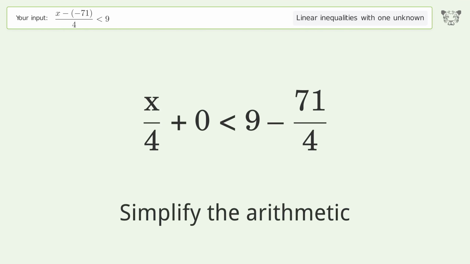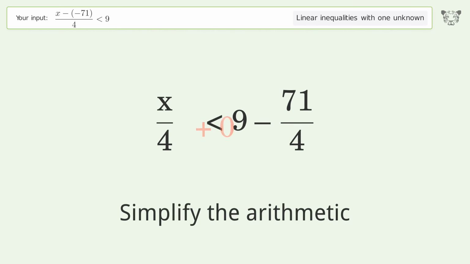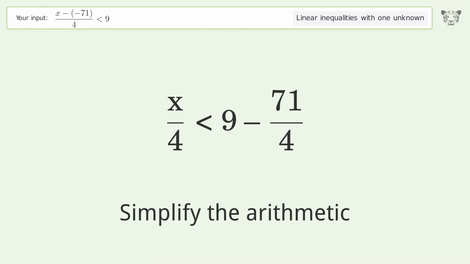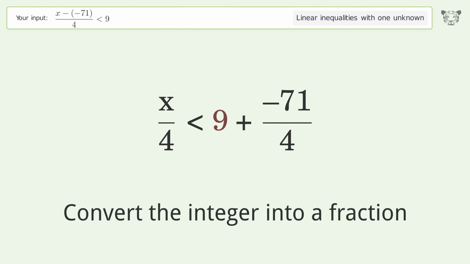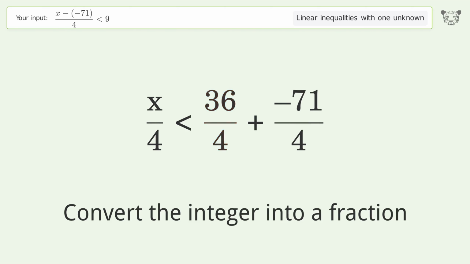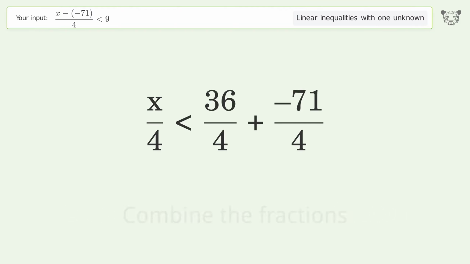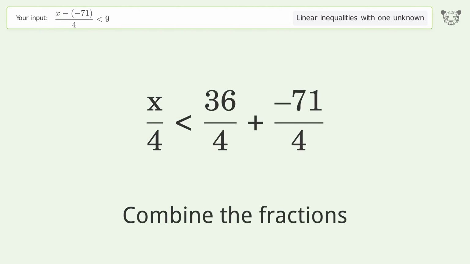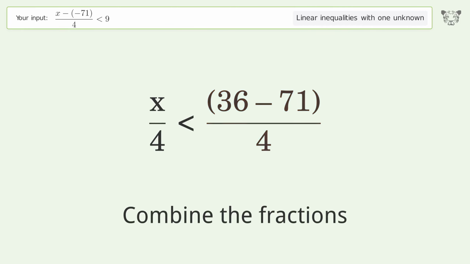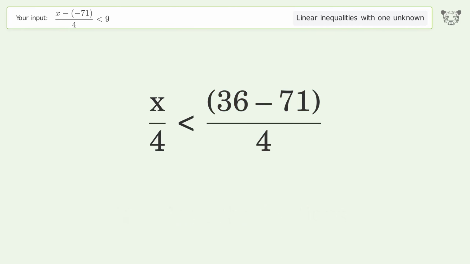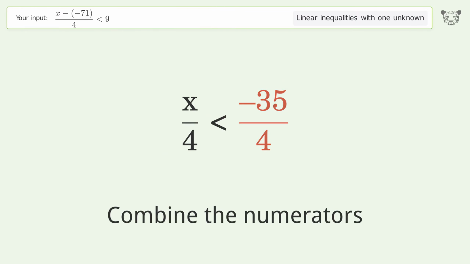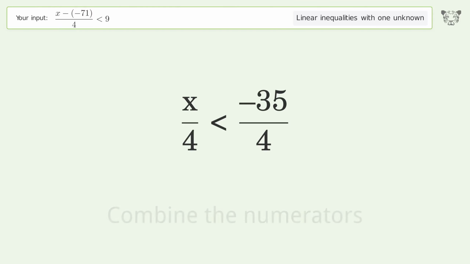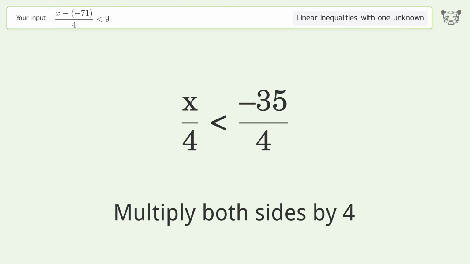Simplify the arithmetic. Convert the integer into a fraction. Combine the fractions. Combine the numerators. Isolate the x. Multiply both sides by 4.